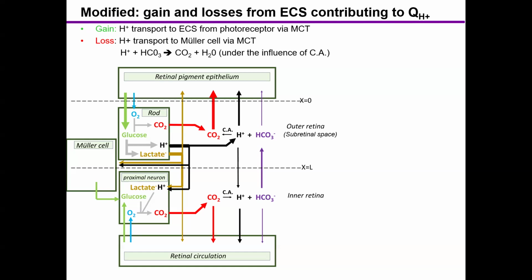The other thing to notice is that if hydrogen ion is converted to CO2 in the outer retina, and of course, CO2 is faster to eliminate, easier to eliminate.